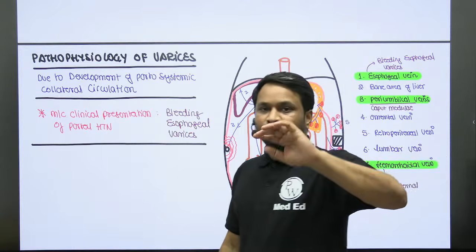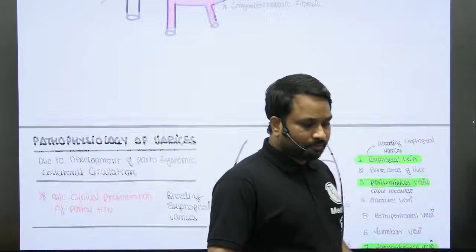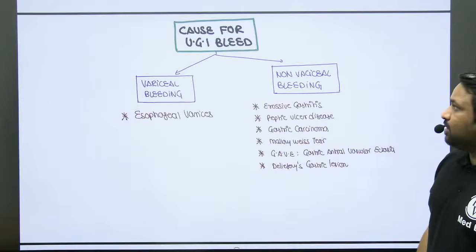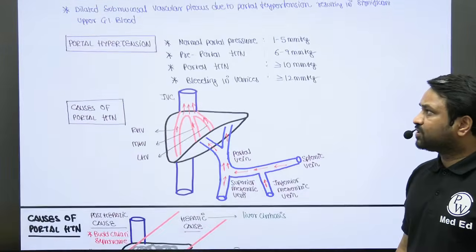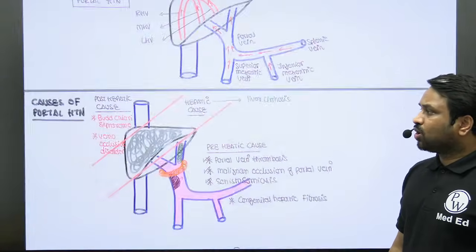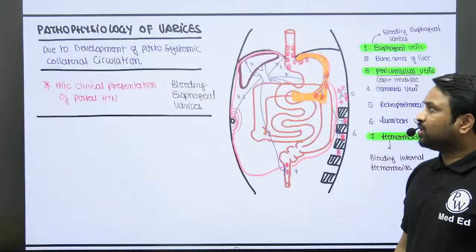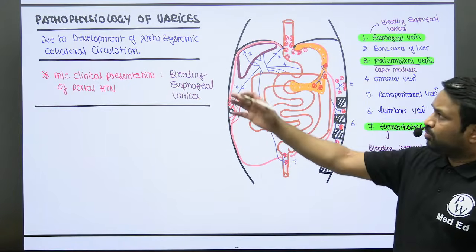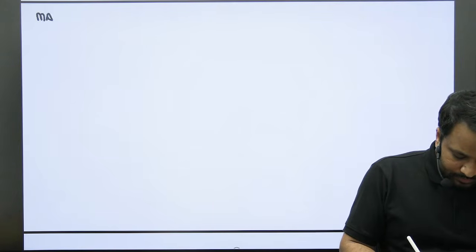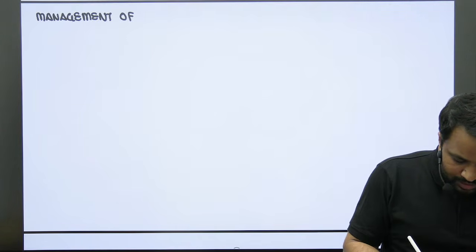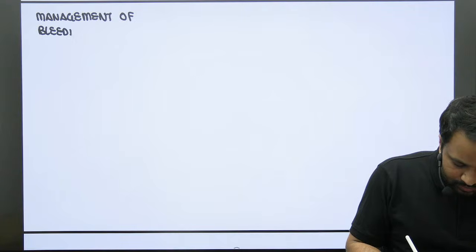Okay. Now everybody is clear with how the upper GI bleed is classified. What are the causes? How do the esophageal varices form? What is the concept of portal hypertension? What are the causes of portal hypertension? Then what is the pathophysiology of varices formation by developing into a portosystemic collateral? What are the different sites for the portosystemic collaterals, right? Now let's talk about the management of bleeding esophageal varices.